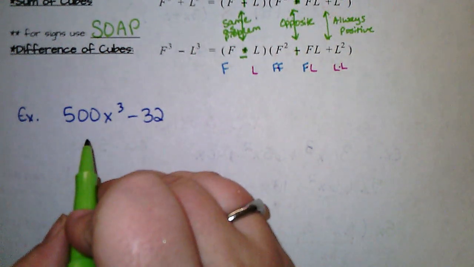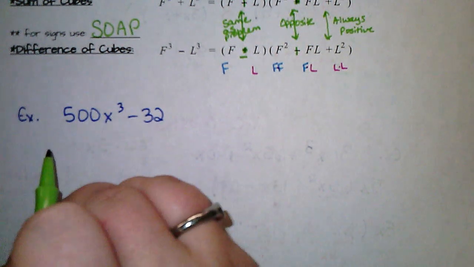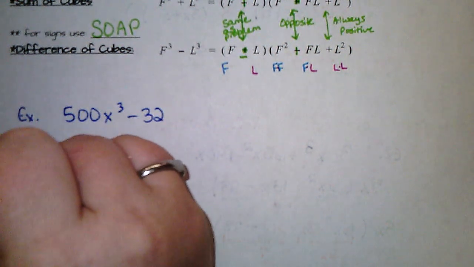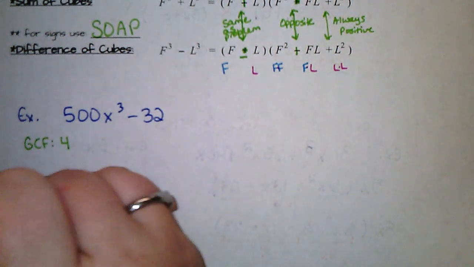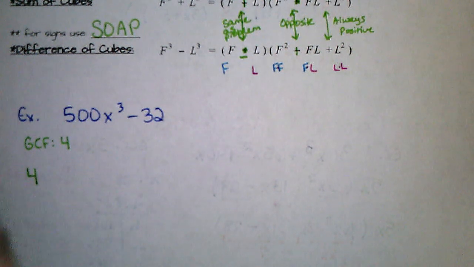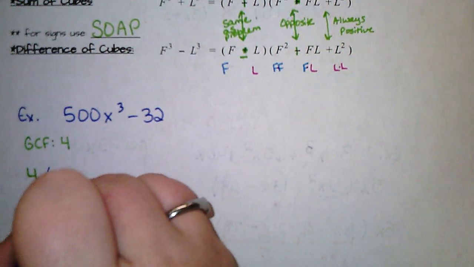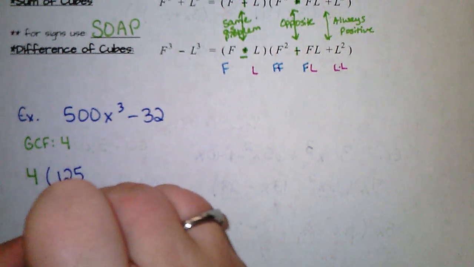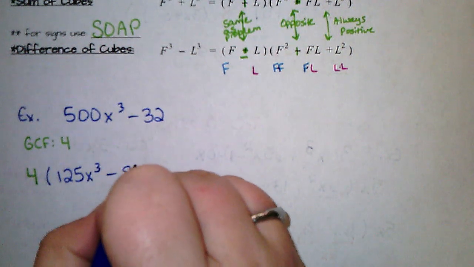Those both can be divided by 2, but that would give me 250 and 16, which would still both be even. So it looks like my GCF is going to be 2 times 2, which is 4. So let's take out a GCF of 4 and see what that leaves us with. So 500 divided by 4 is 125, and 32 divided by 4 is 8.